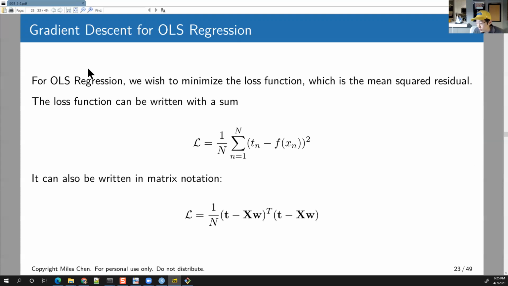Okay, so for OLS regression, our loss function in matrix notation is (T minus XW) transpose times (T minus XW), with 1 over N to make it the mean squared error. And we want to find some kind of minimum here.